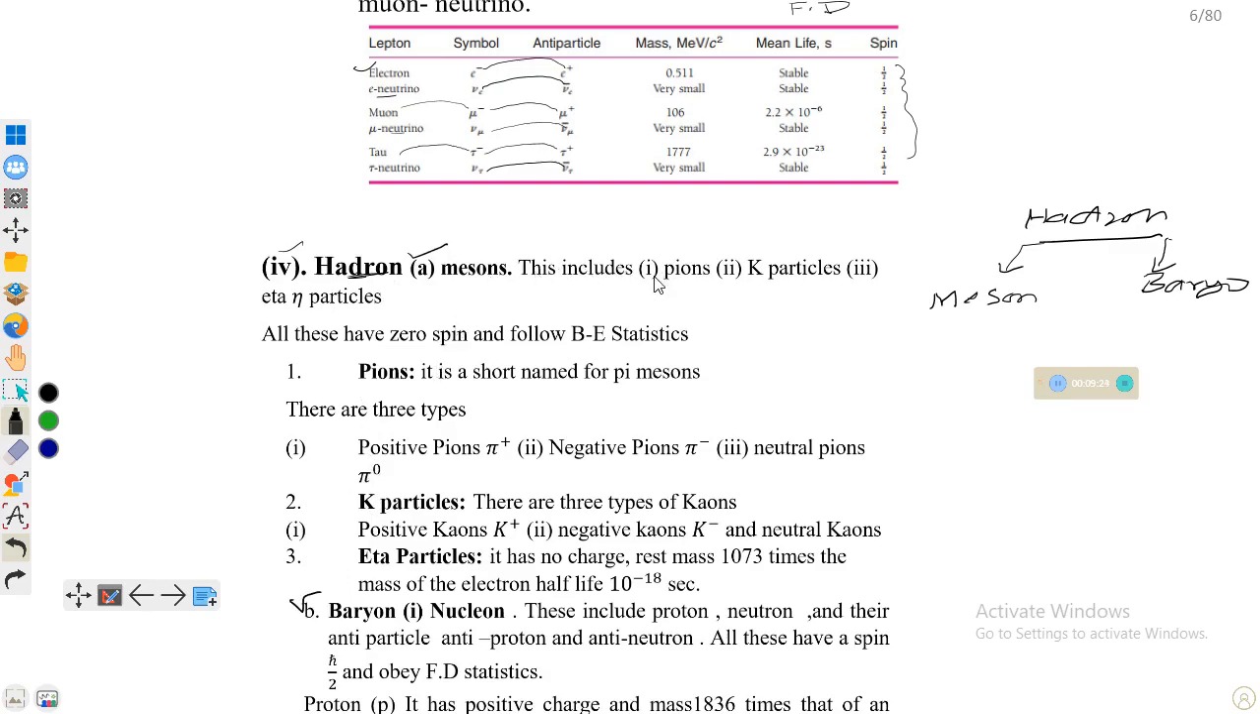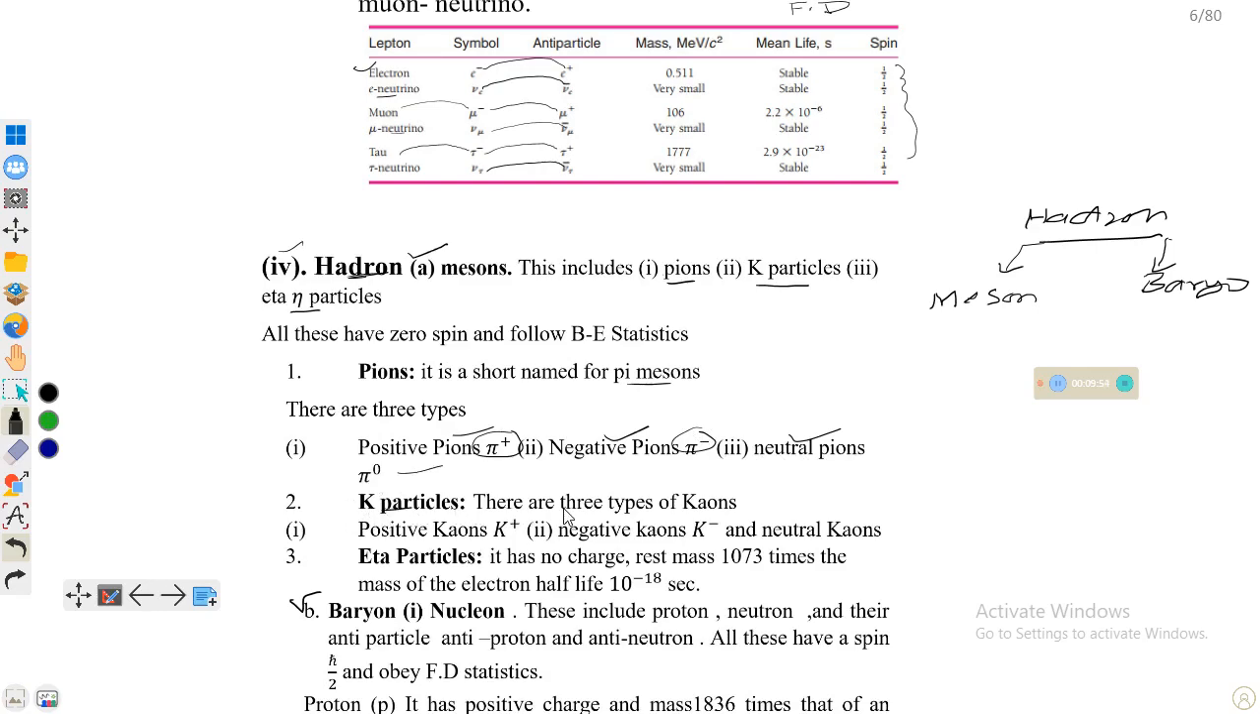So mesons include pions, K particles and eta particles. Mesons are divided into three further categories: pions, K particles and eta particles. Pion is a short name for pi meson. There are three types, which means it can exist in three different charge states: positive pion, negative pion and neutral pion. These can be written as pi plus, pi minus and pi zero.